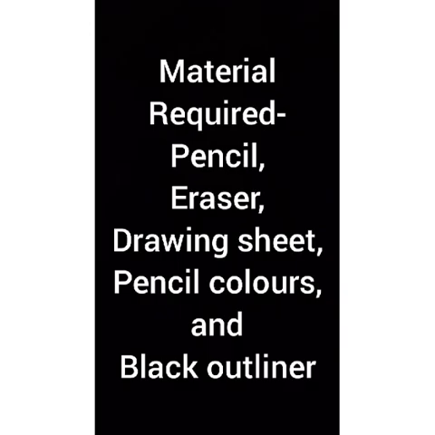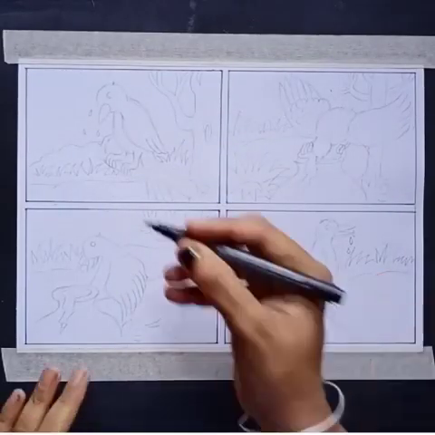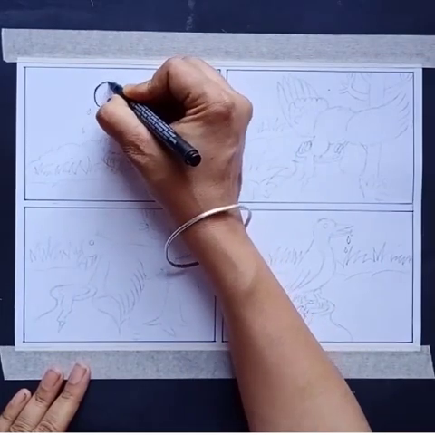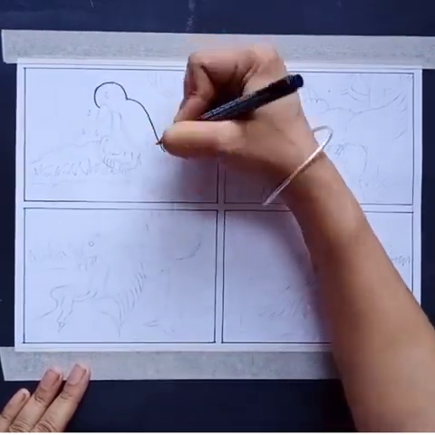Here we have taken a topic, a thirsty crow. Firstly, we have divided the sheet in four parts. Now we will start drawing.